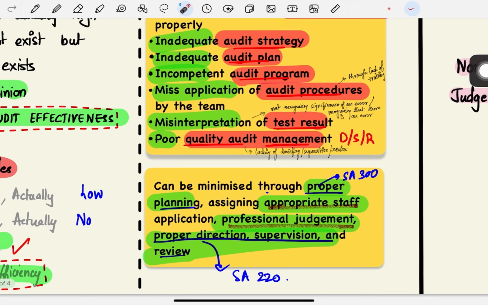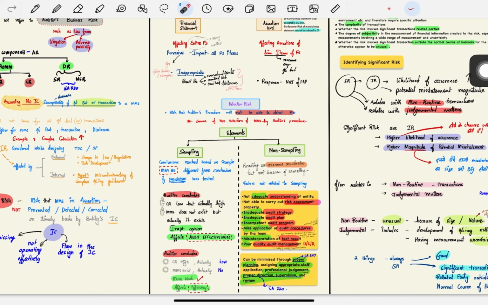So how can the non-sampling risk be minimized? It can be minimized through proper planning, assigning appropriate staff, application of professional judgment, proper direction, supervision and review. SA 300: if you plan properly, then non-sampling risk can be minimized. Assigning appropriate staff: because of lack of training, or because you're not assigning proper staff, non-sampling risk is increasing. Next, you can enhance your professional judgment. You can properly direct, supervise and review. So this was about non-sampling risk.